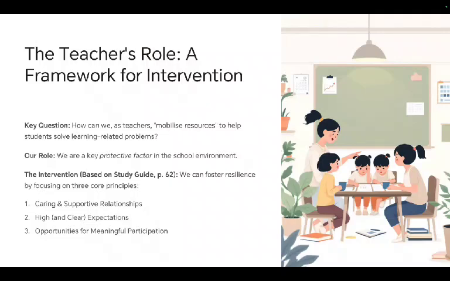These are first, building caring and supportive relationships. Second, setting high and clear expectations. And third, providing opportunities for meaningful participation. Let's break down each of these.